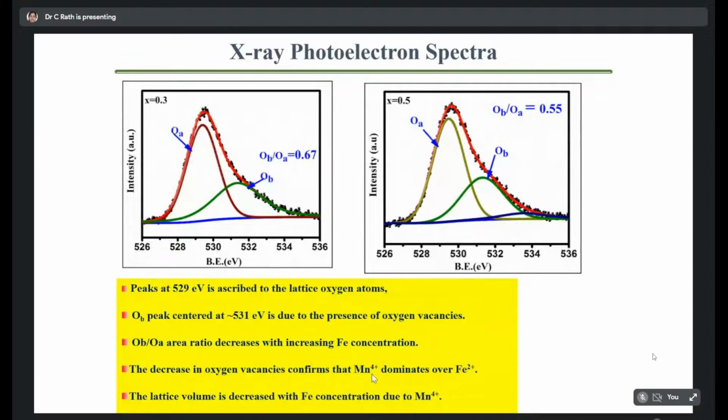As this is the oxygen spectra, obviously there will be oxygen vacancy because we have Mn4+. So we did the oxygen OB and OA peak fitting, and the OB to OA ratio decreases with increasing iron concentration. The decrease in oxygen vacancy confirms that Mn4+ dominates over Fe2+. Though Fe2+ is present, Mn4+ is higher. That's why the volume decreases and the oxygen vacancy also decreases. So the lattice volume is decreased with iron concentration due to Mn4+.